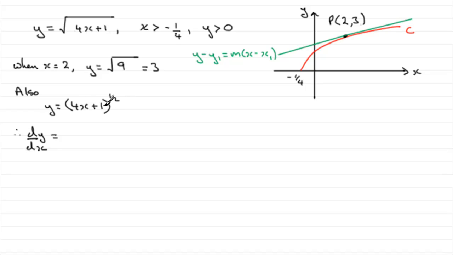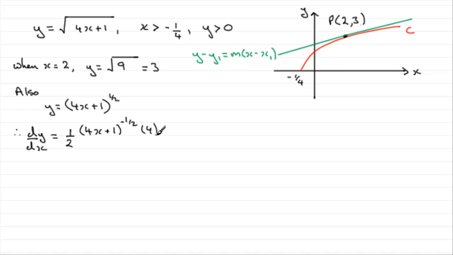So, to differentiate this by the chain rule, I call 4x plus 1 t, and I say this is t to the power half. Differentiate t to the power half, and you've got half t to the minus a half, t being the 4x plus 1, and it's to the minus a half. Now I have to multiply it by dt by dx, in other words, times it by the differential of 4x plus 1, which would be just simply 4.